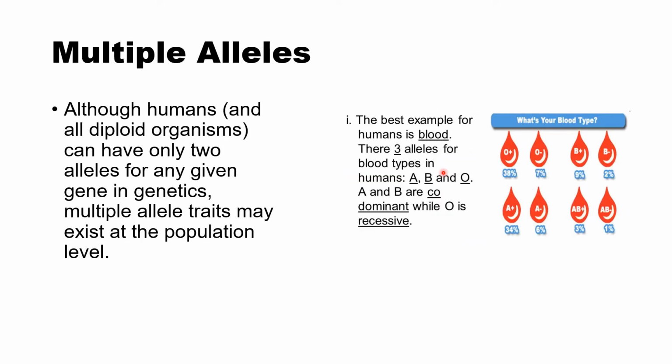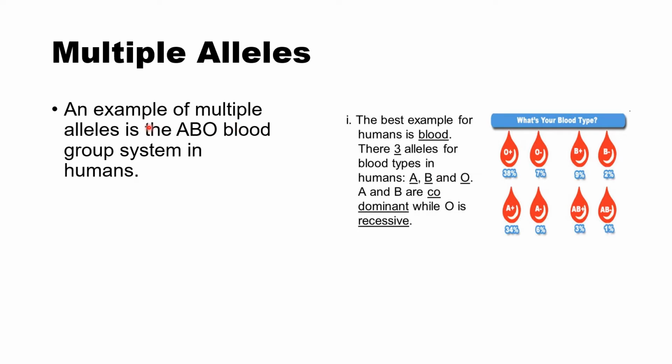So, although humans and other diploid organisms can have only two alleles for any given gene, in genetics, multiple allele traits may exist at the population level. So, an example of this is the ABO blood group system in humans. So, yung best example natin ito for multiple alleles. Kasi dun sa blood natin, there are 3 alleles for blood types in humans. So, yun yung tinatawag na A, B, O blood type.